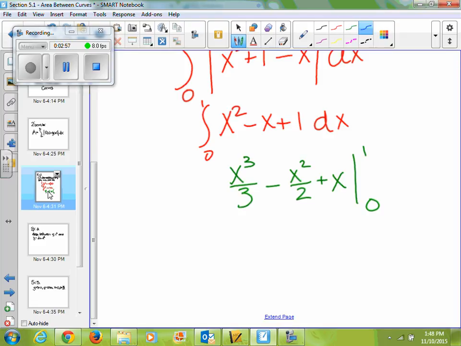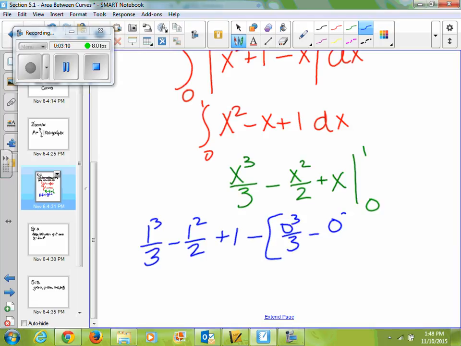Just plug them in. So I plug in 1, I get 1 cubed over 3 minus 1 squared over 2 plus 1, minus 0 cubed over 3 minus 0 squared over 2 plus 0. 0 cubed over 3 cancels. 0 squared over 2 is 0, plus 0 is 0. So if I simplify up front, 1 cubed is 1, so 1/3 minus 1 squared is 1, so 1/2 plus 1.